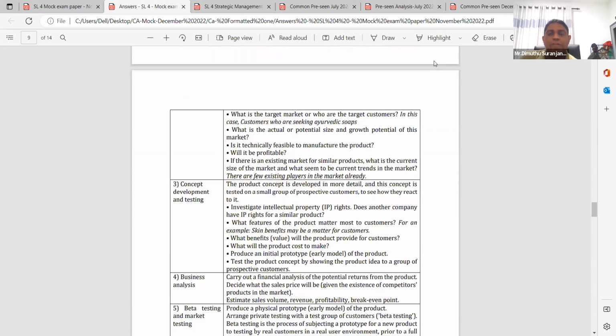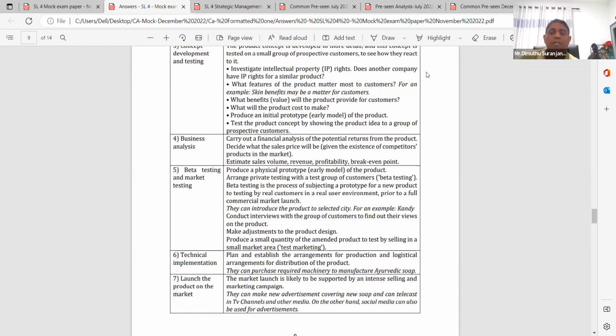Then concept development and testing. So you develop the concept in more detail. There is no physical production here. So the concept is tested on a small group of prospective customers, no? Accordingly, you do the changes. Then business analysis, that is financial analysis. You look at the revenue, cost, break-even point. This is financial analysis where the present value of cash flows is considered.